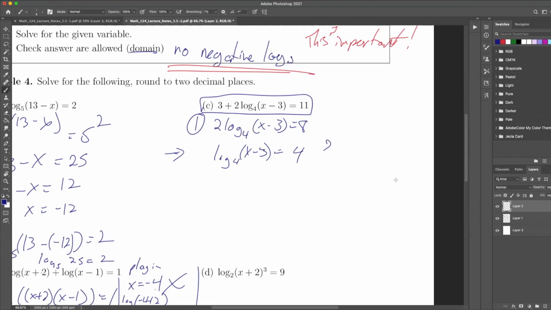Was this where you got lost? Kind of let me know which step you got lost on. Yeah, so most people got to this step. All right, so we got to this step. All right, so what's the next step?